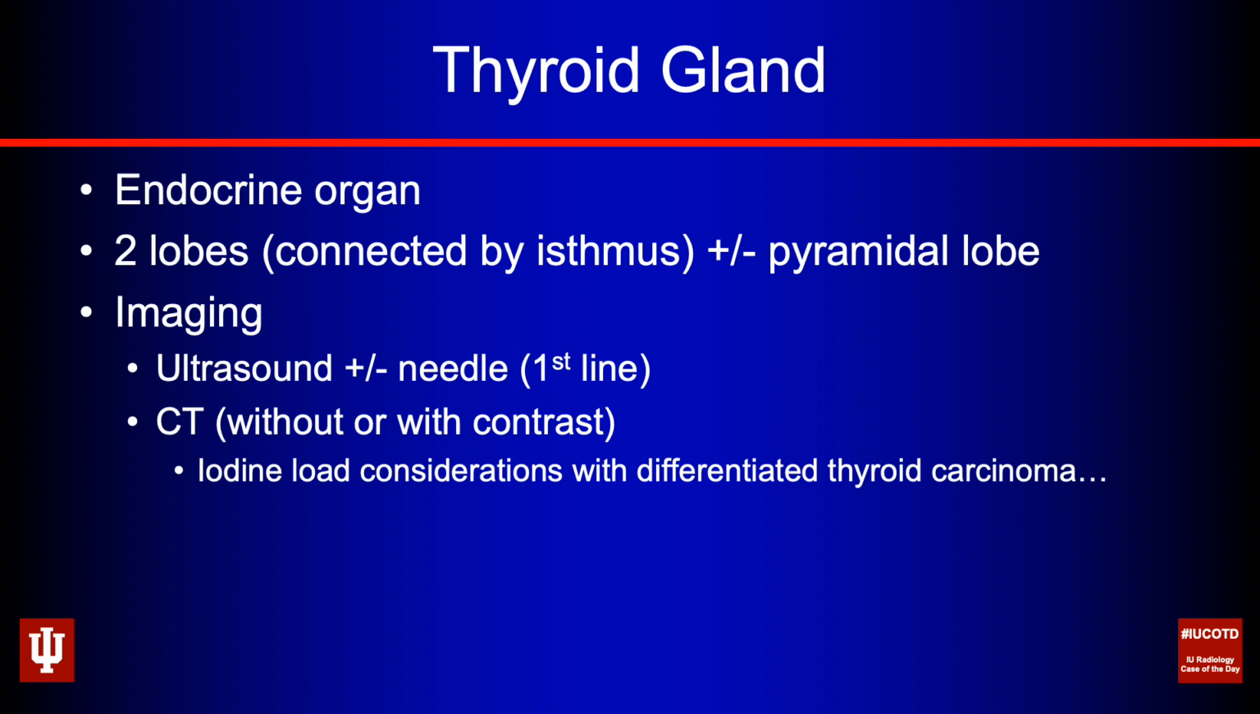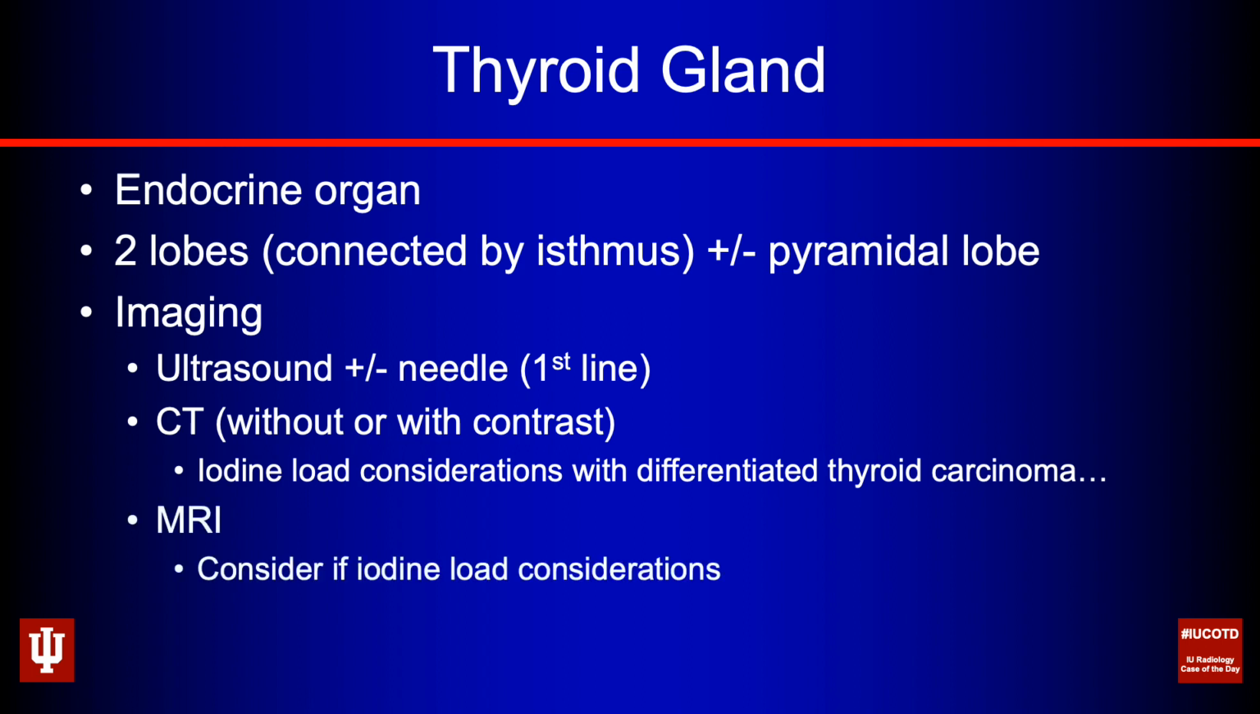CT is important. You may do it with contrast, you may do it without in some circumstances because of iodine load considerations when you're dealing with differentiated thyroid carcinoma. It remains a bit controversial, but oftentimes we want to minimize the amount of iodine that patients with differentiated thyroid carcinoma get because that will drive down the body's resorption of iodine. When you go to treat them with radioiodine, you want them to be iodine starved and taking up every last bit of that radioiodine. So when you're dealing with differentiated thyroid carcinoma, that is a consideration you have to make.